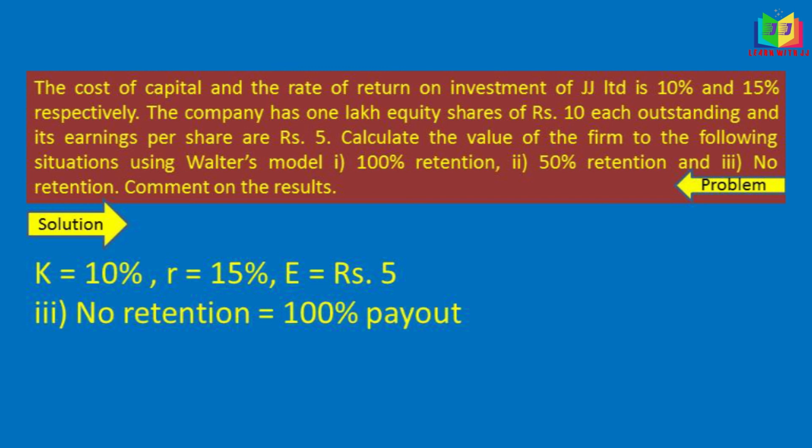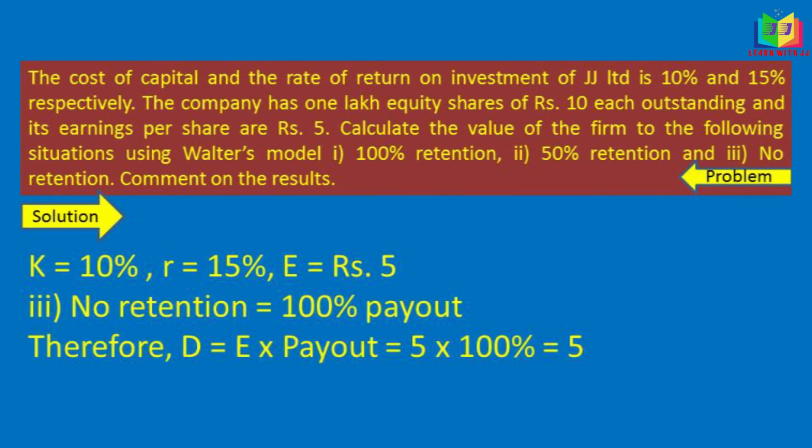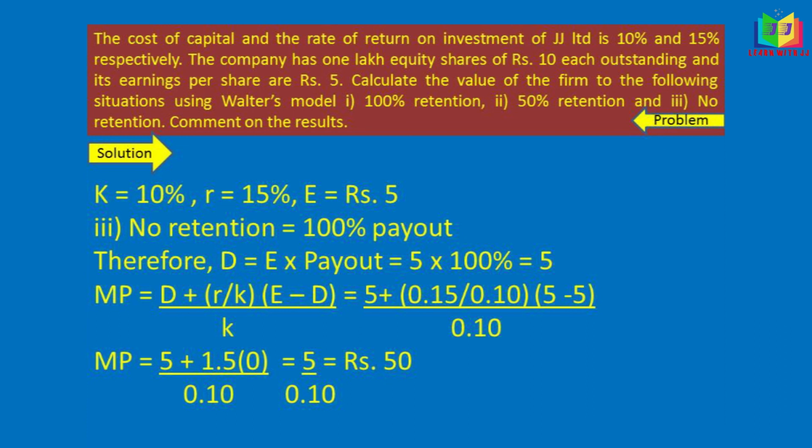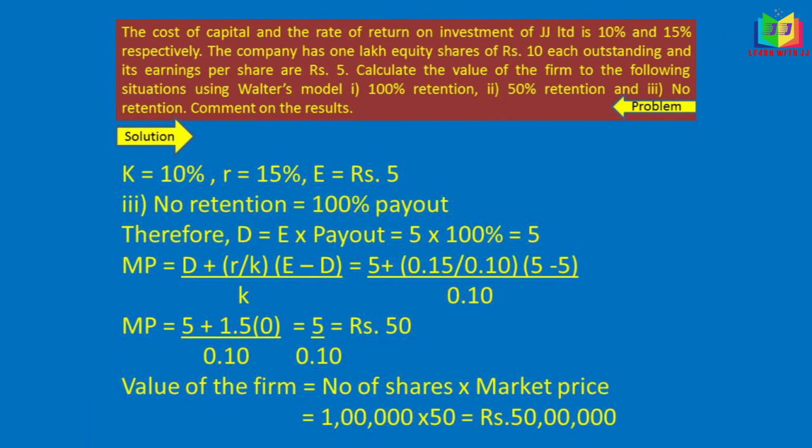Next we have to work out for no retention. No retention is equal to 100% payout. So D is equal to E into payout. Here D is 5 rupees. And the other things, that is K and R, remain the same. Only the D changes. If we substitute in the formula, we'll get 50 rupees market price. And now we have to calculate the value of the firm using this market price. Number of shares is 1 lakh into 50, we'll get 50 lakh as the value of the firm.